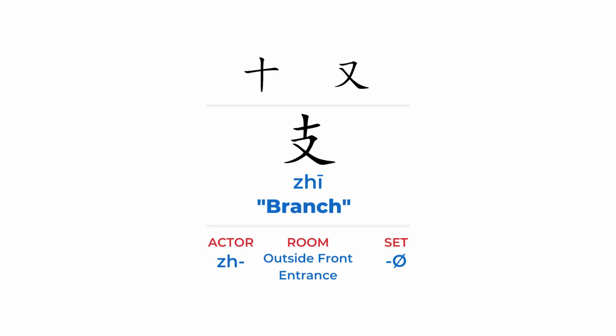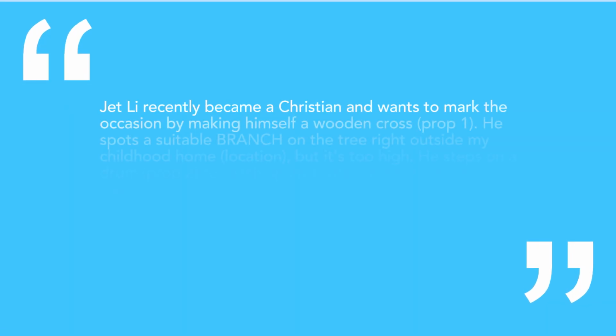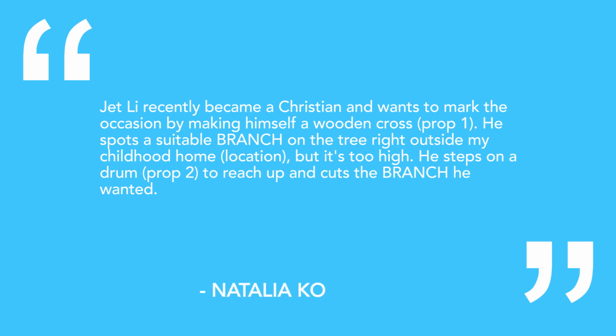Natalia Kovalenko on Make a Movie for Ch, which means a branch. It's also usually a measure word you'll see come up a fair bit. It says, Jet Li recently became a Christian and wants to mark the occasion by making himself a wooden cross. Prop 1. He spots a suitable branch on the tree right outside his childhood home, but it's too high. He steps on a drum, prop 2, to reach up and cuts the branch he wanted.